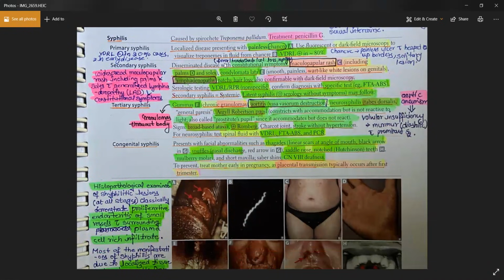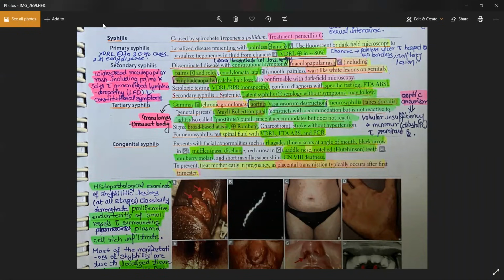Most of the time this ulcer would go unnoticed because there won't be any symptoms, there won't be any pain, it's just a painless ulcer. Along with the painless ulcer, you can also get a painless inguinal lymphadenopathy. So whenever Step 1 gives you a patient with a painless ulcer and painless inguinal lymphadenopathy, both of these together, it will always be a case of syphilis.